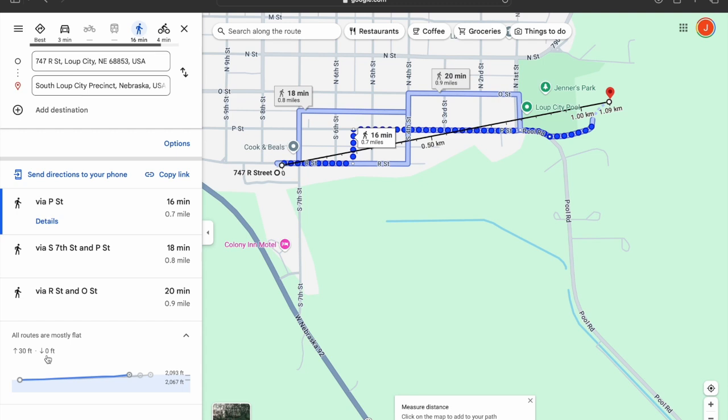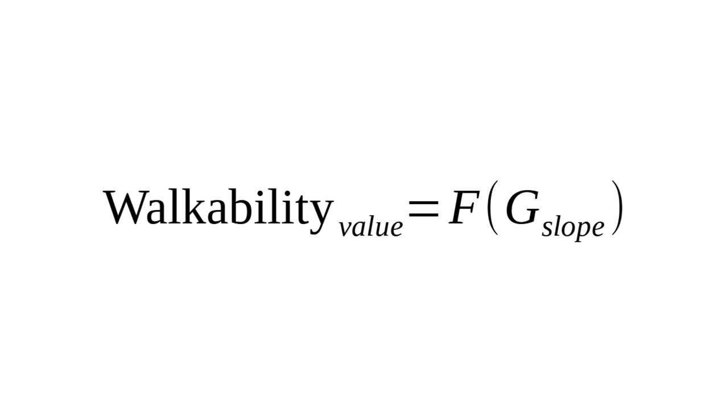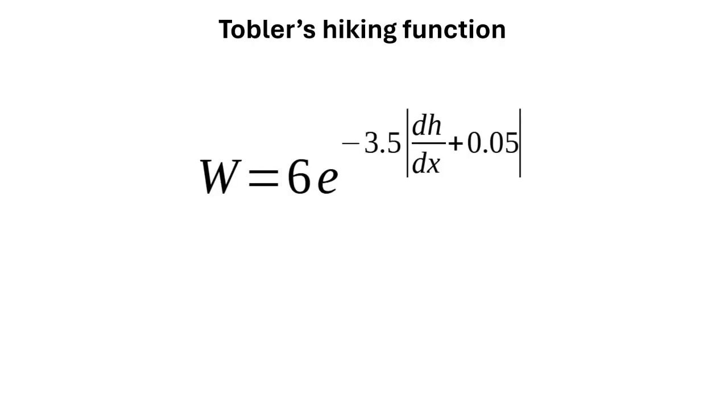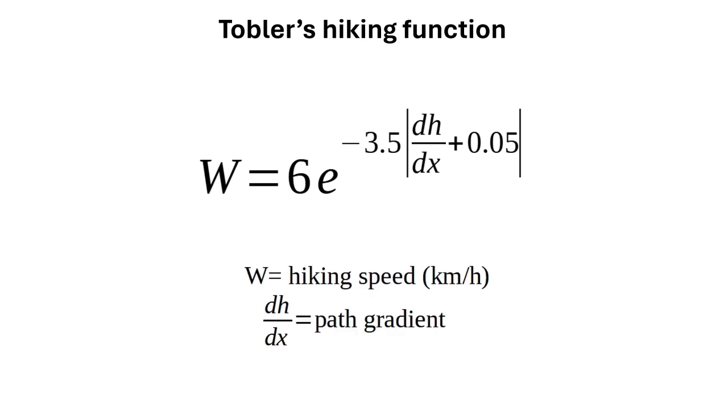Now Jinghan will be going through the modeling section of our presentation. Our aim is to find the relationship between the walkability of an area and its gradient. First, we need to calculate walking speed based on gradient using Tobler's hiking function, where W is walking speed in kilometers per hour, and dH over dx is the path gradient.